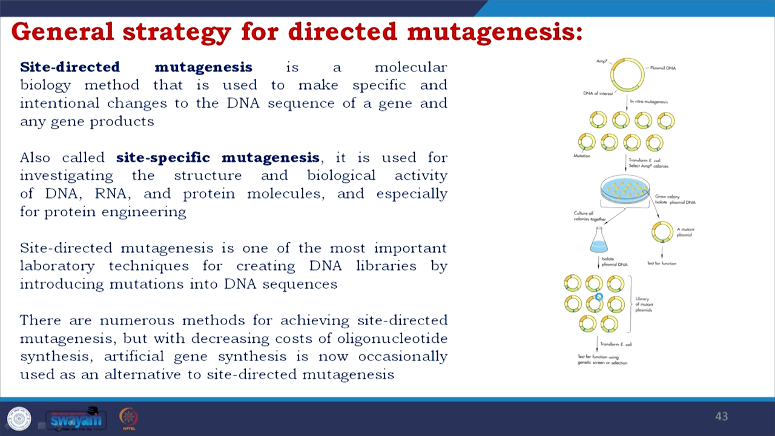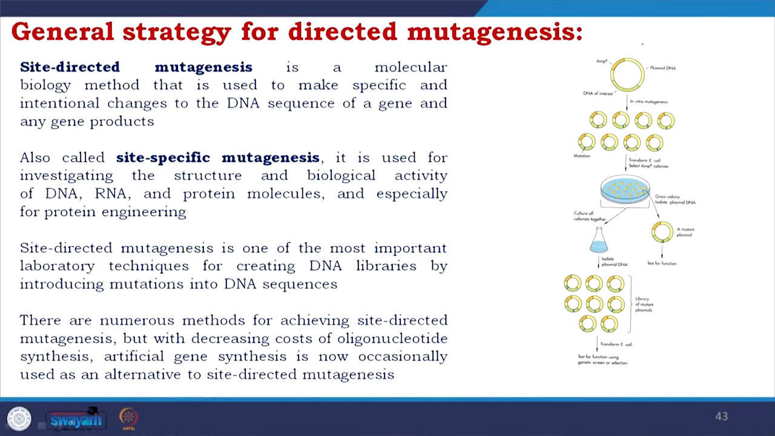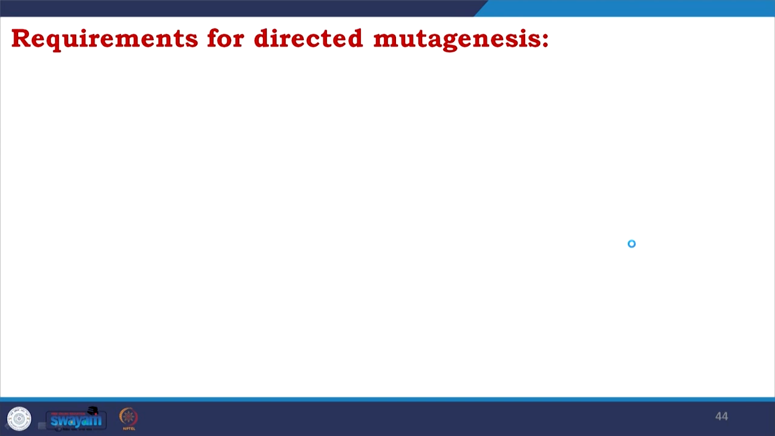So, you do not do mutation on an existing gene, rather you synthesize the new gene with the altered sequence. So, if you see, you have the plasmid, then you do in vitro mutagenesis and you then select through culturing and you get the library of mutant plasmids.